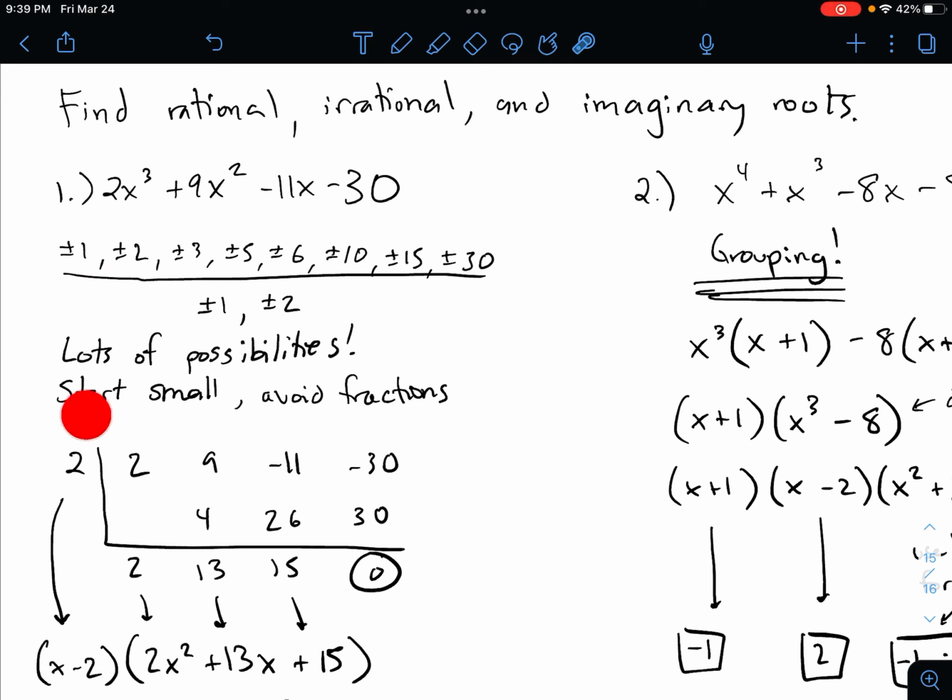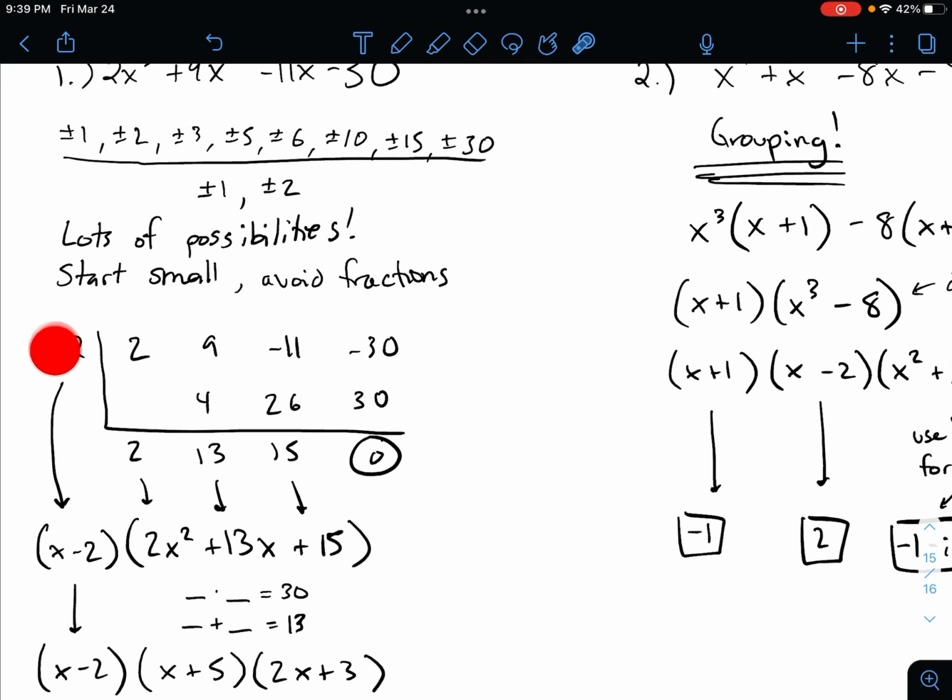all these possibilities, you just want to start small and avoid any fractions, would be my best recommendation. So I would start with 1, -1, 2, -2, and just keep going up the line. What you're going to find is that when you plug in a 2 as your possible 0, you do get no remainder. All right. Now this is good because now you know what your new factor is, right?